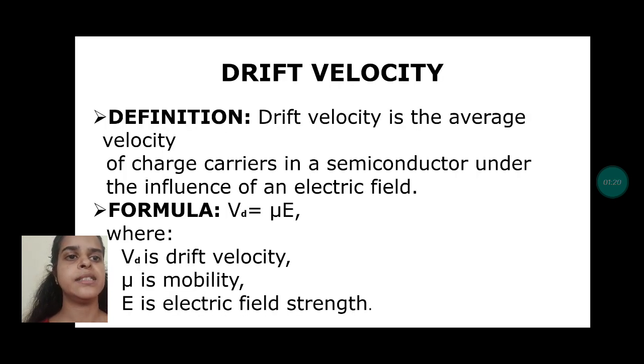Drift velocity. Drift velocity is the average velocity of charge carriers in the semiconductor under the influence of an electric field. The formula is Vd equals mu E, where Vd is drift velocity, mu is mobility, and E is electric field strength.